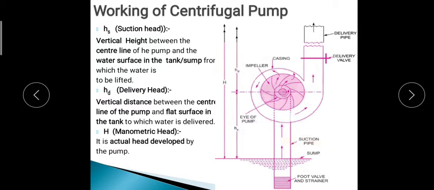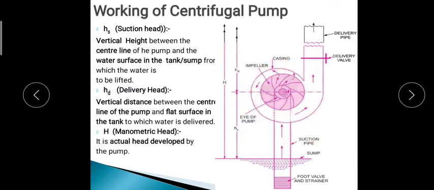When we switch on the current, it flows through the motor and the motor rotates, and because of this rotation the impeller, which is mounted on the shaft of the motor, also rotates.